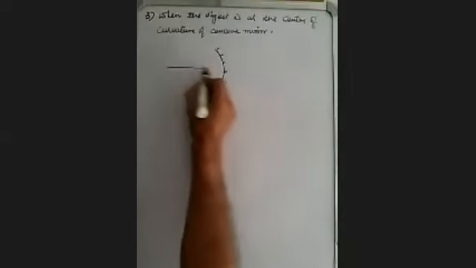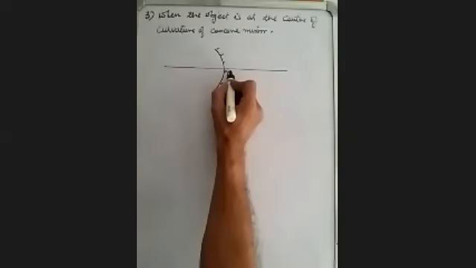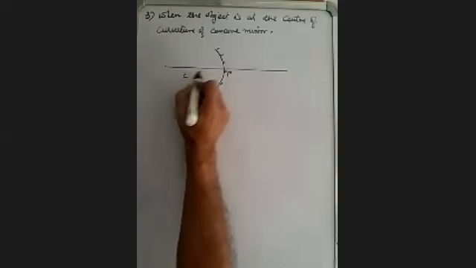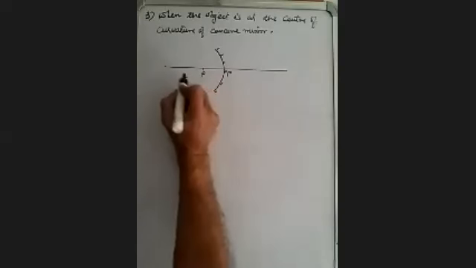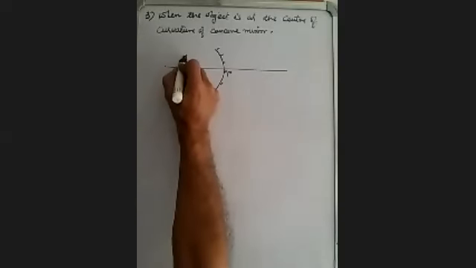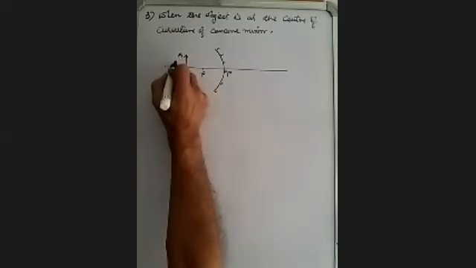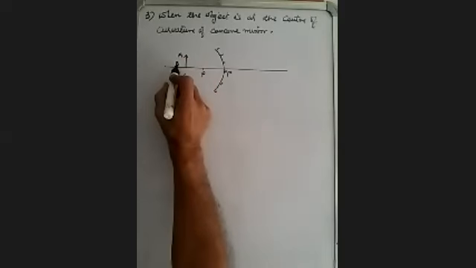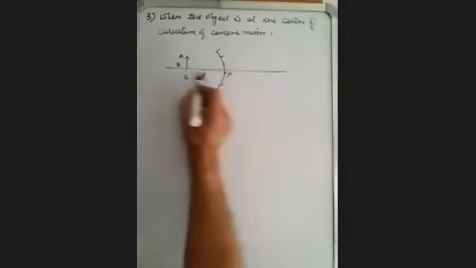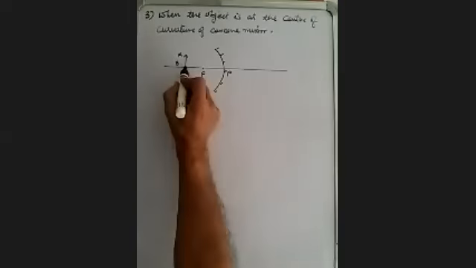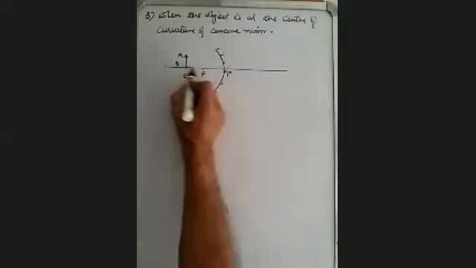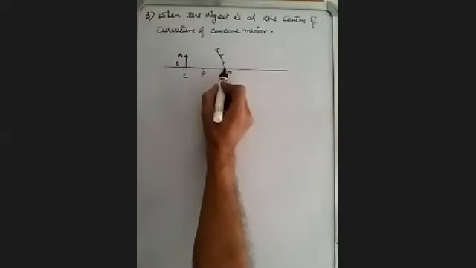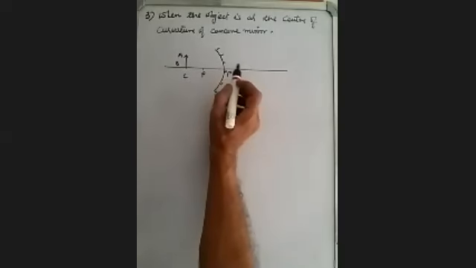Again, a concave mirror. Principal axis, pole of the mirror, center of curvature, principal focus. The object is at the position C. AB is the object. We know the image of point B lies on the principal axis because it is lying on the line which is normal to the mirror surface at point C.